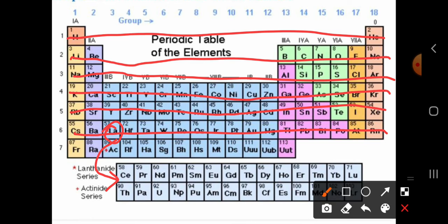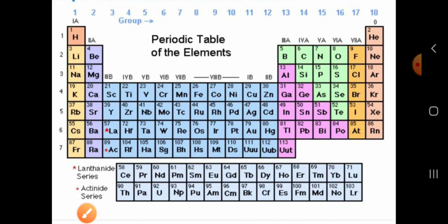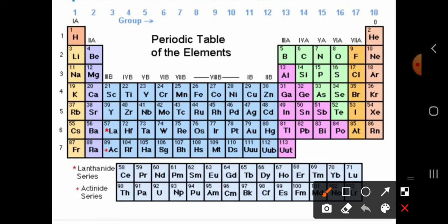Now if I talk about the seventh period, this is the seventh one. The 7th period in total contains 28 elements. Because it also includes the actinoids. This is the actinides. 7th period actinides में ये सब एलिमेंट आएंगे. So the 7th period in total has 28 elements.